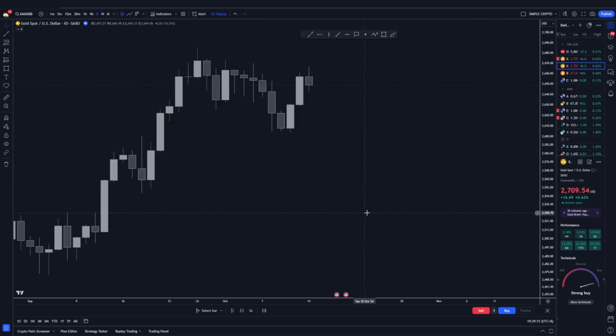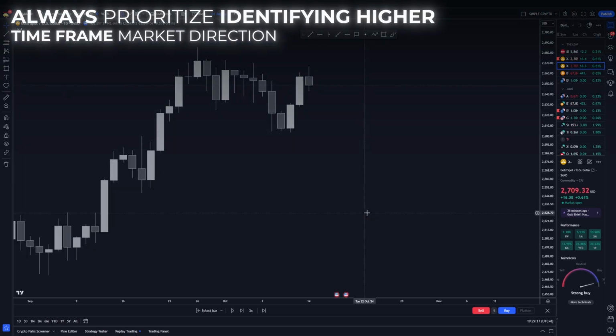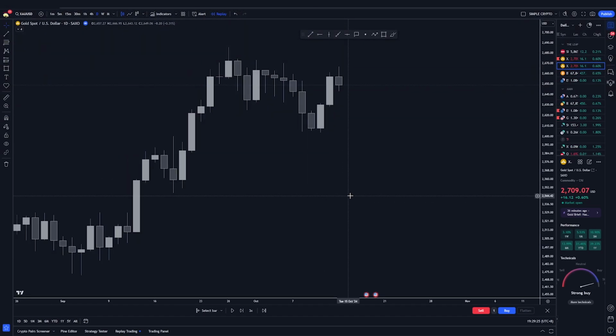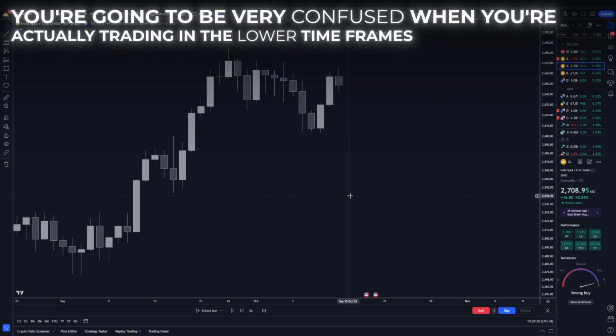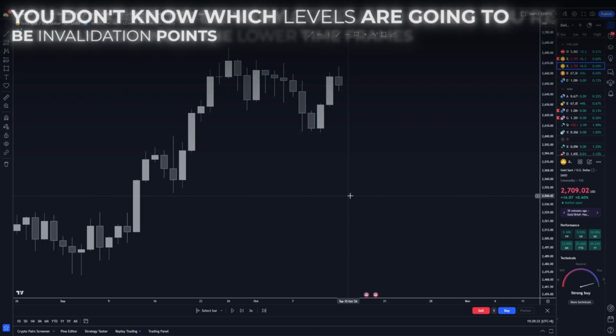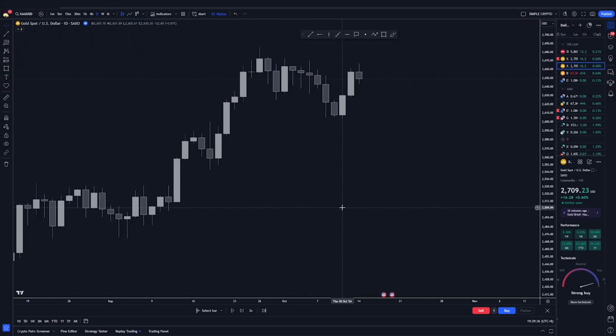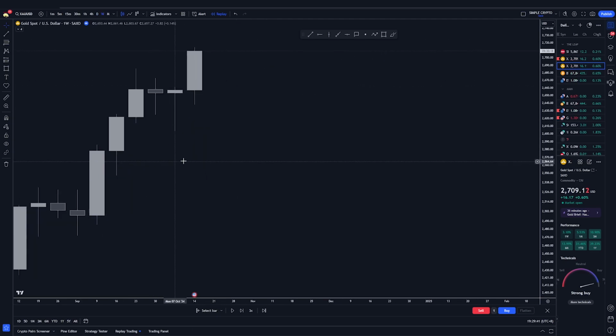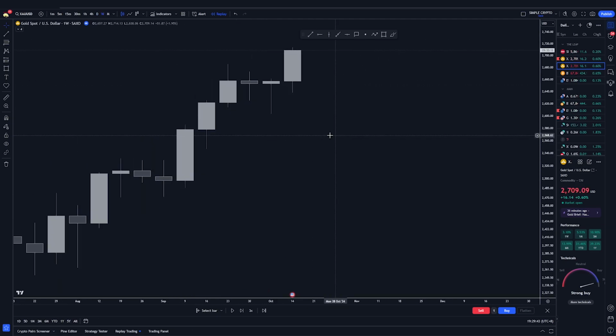So for the first step, you guys should always prioritize identifying higher time frame market direction, because if you're not going to be able to understand the higher time frame sentiment that's actually telling you, you're going to be very confused when you're trading in the lower time frames and you don't know which levels are going to be invalidation points. So during this time, what I specifically did is I just went to the weekly first, and when I was looking at the weekly alone, I knew that gold was overall in such a bullish trend. We're just breaking constant all-time highs.